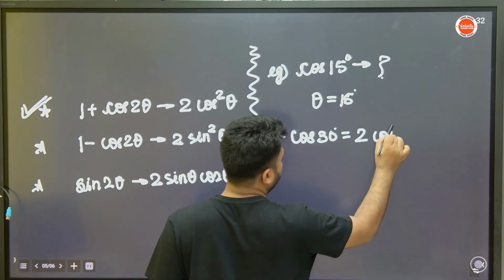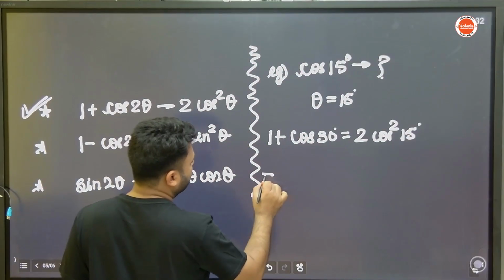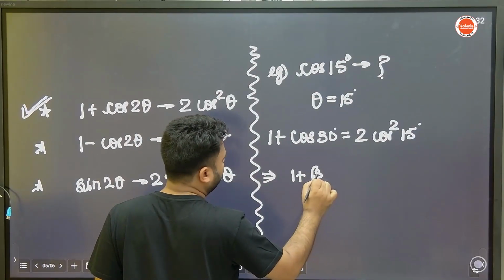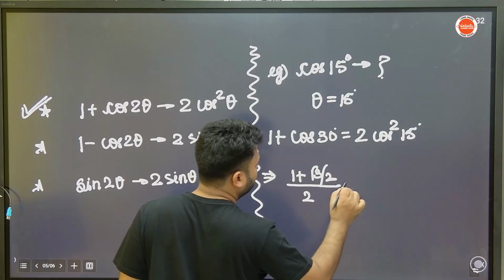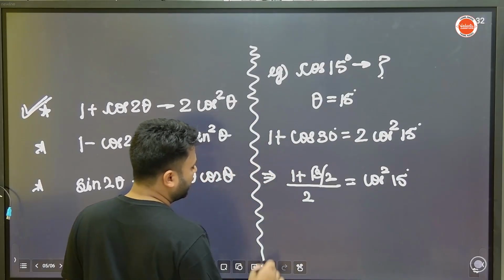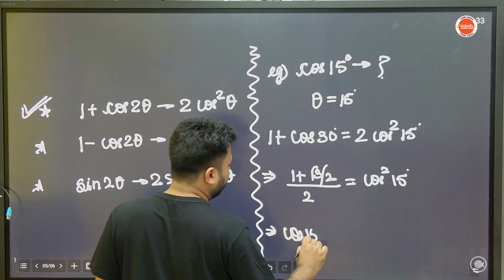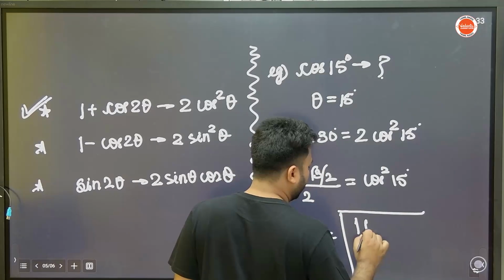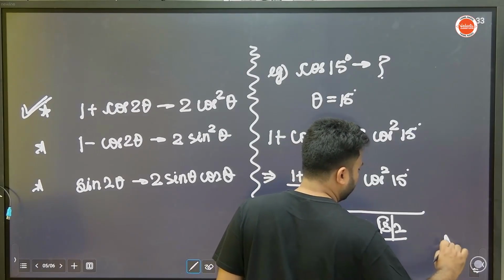2 cos square theta, theta is 15 degree. Now this will be equal to 1 plus cos 30, meaning root 3 by 2. This 2 will come here, divided by 2, equals cos square 15 degree. This implies we have to find cos 15 degree. So cos 15 degree will be under root of this, under root of 1 plus root 3 by 2 divided by 2. This will be our answer.